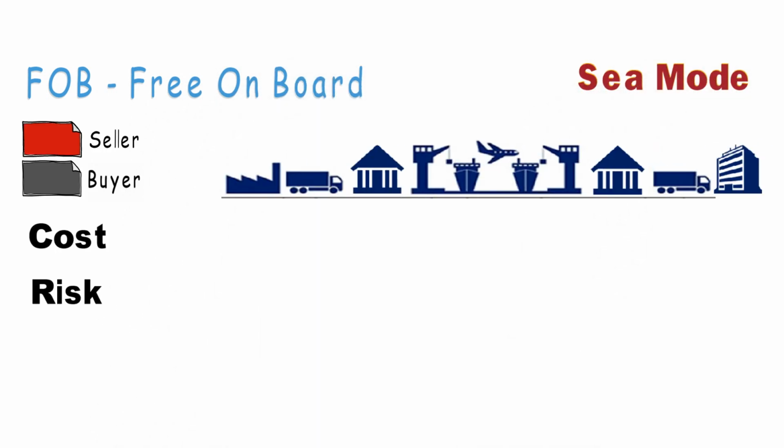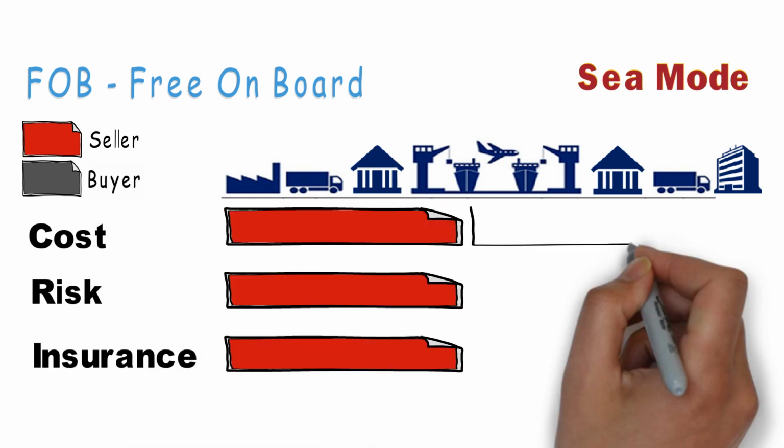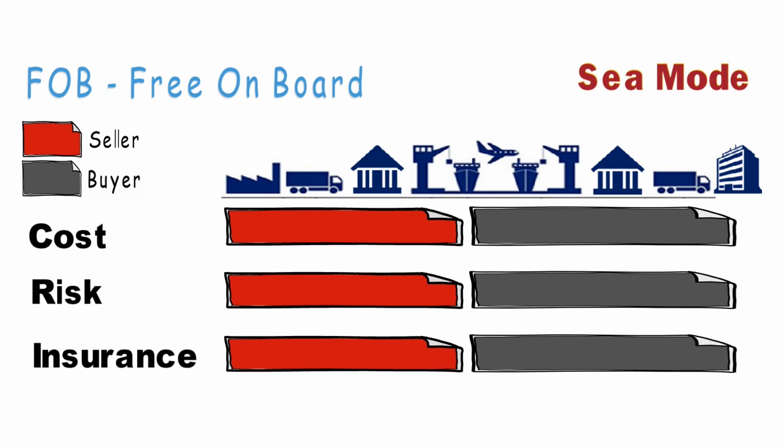Free on Board is a C mode Incoterm. The seller delivers when the goods are loaded into a container, trucked, customs cleared, and loaded on board the vessel at the agreed port of loading.